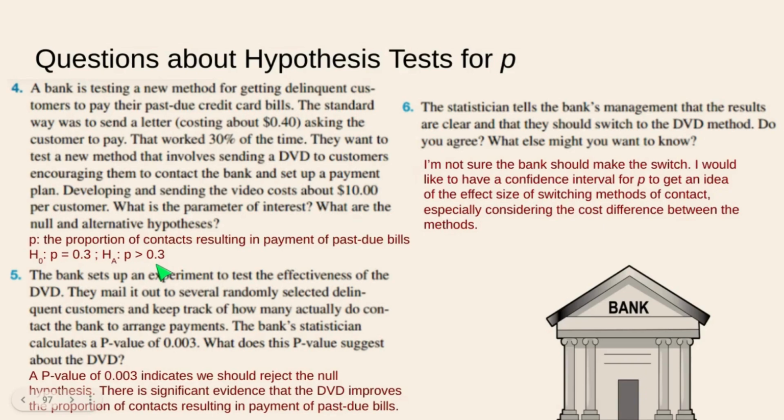If we're pushing like 50, 60%, that's a big effect size, and I think we should go through with the change. However, if we're going from, say, 30% to, I don't know, 35%, I don't think that justifies changing the cost per person from 40 cents to $10. So I really want to see a confidence interval to get an idea of the effect size, all right? How much is that proportion going to change?